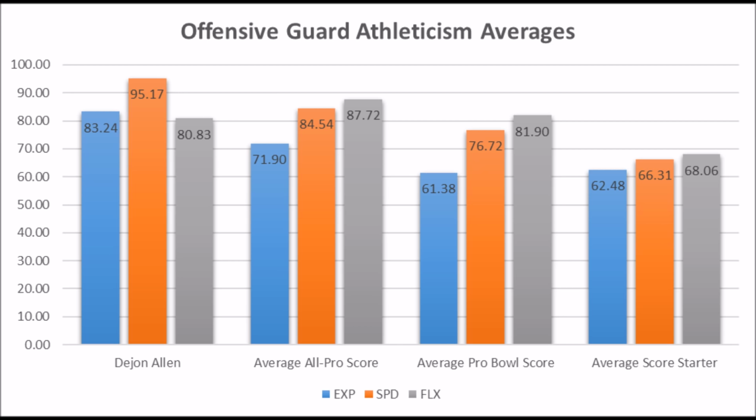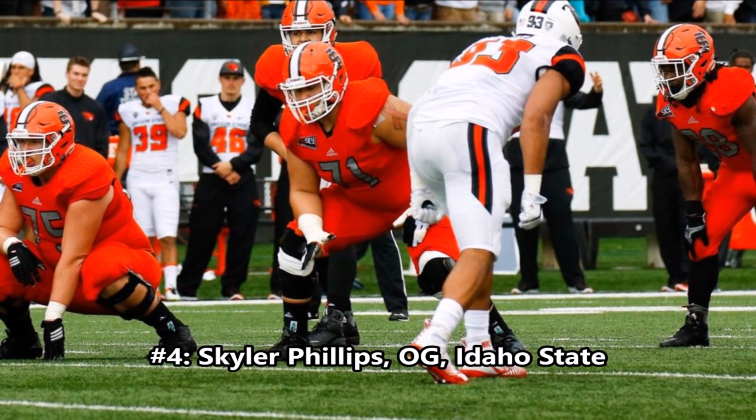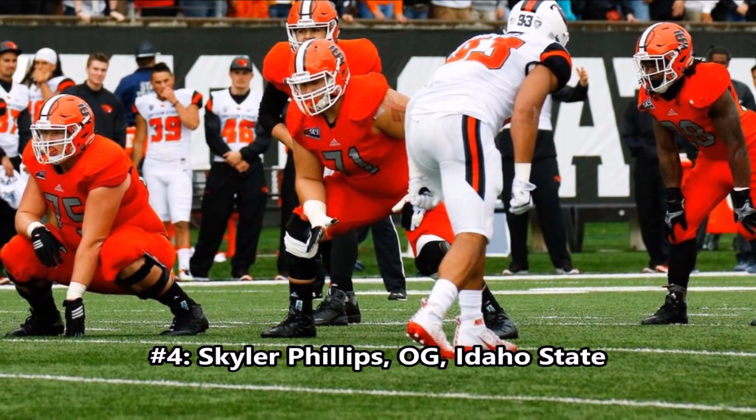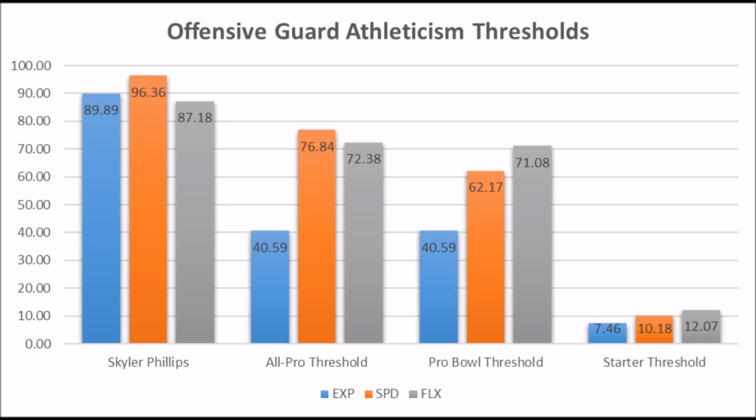Then, of course, we get to number 4 in this list, which is Skyler Phillips, offensive guard out of Idaho State. When you get to his athleticism testing, he had an 89.89 explosive lower body strength score, a 96.36 speed score, and an 87.18 flexibility score. He pretty much hits all the athleticism traits necessary for all-pro potential, Pro Bowl potential, and starter potential in terms of the bottom end thresholds.